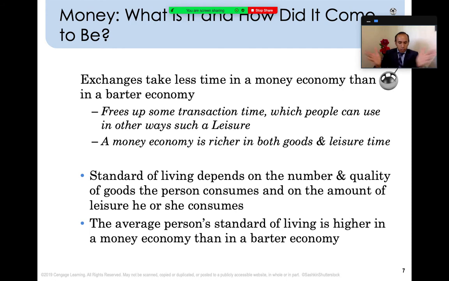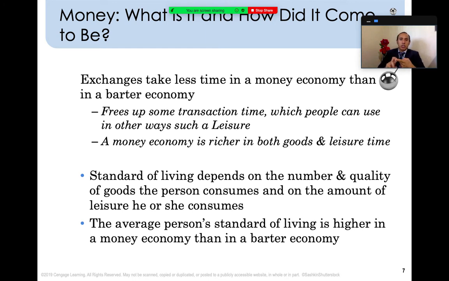It frees up transaction time to buy goods and services. People are used to using it, and it increases the availability of time for other usage and the resources to be used into something else. So a money economy essentially is much richer.